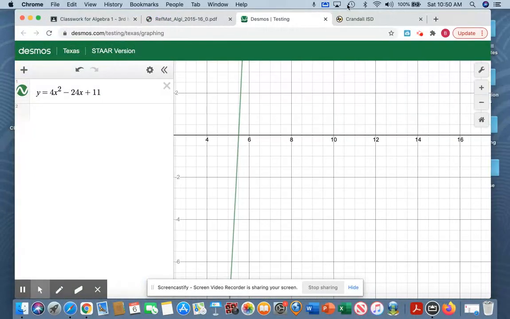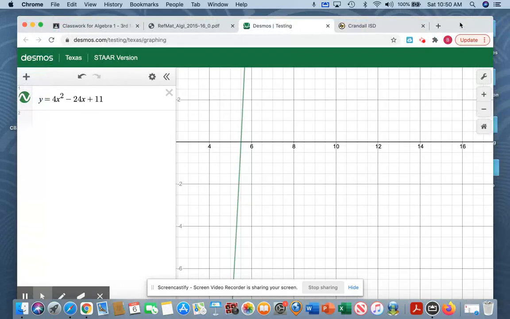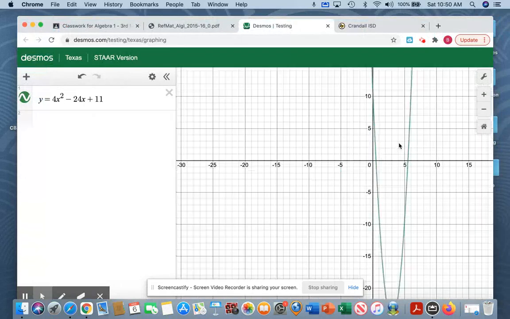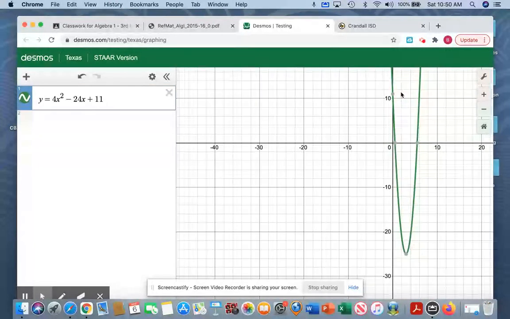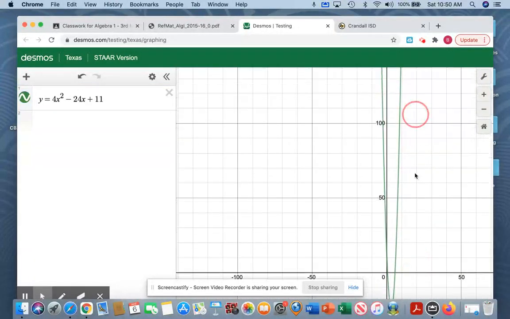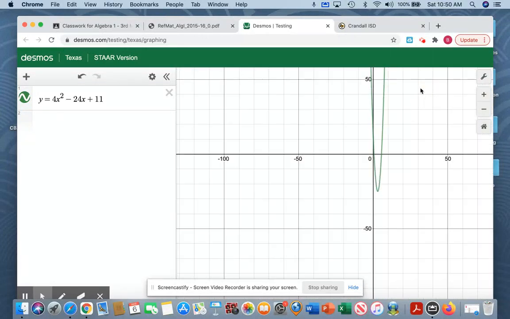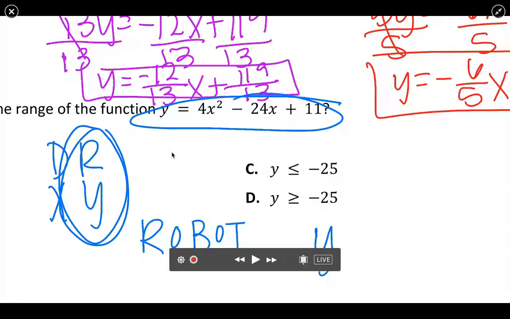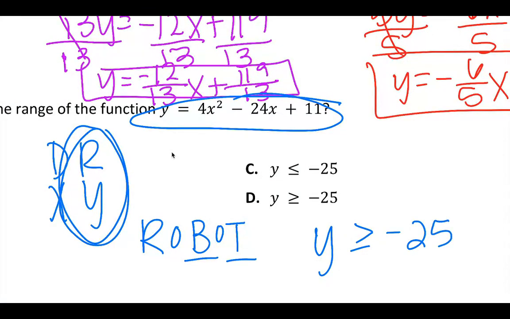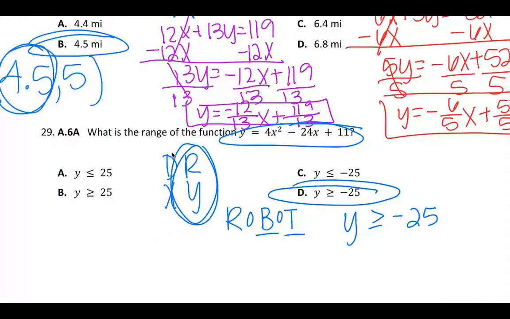So if I look at this graph here, if I zoom out, here's my vertex. It's a minimum. It's the lowest point. So nothing goes below this negative 25. It's the lowest. And remember with parabolas, it's going to keep on going forever and ever. Like I can keep zooming out, and it's going to go on forever. So since it's a minimum, y has to be greater than or equal to that negative 25, which is answer choice D.